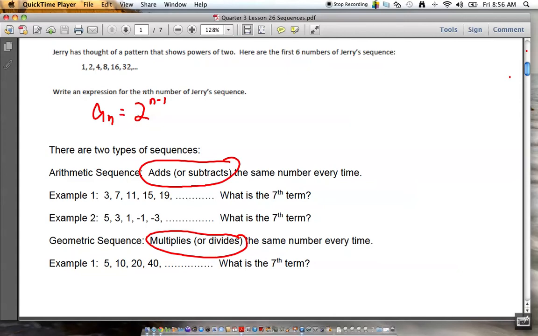Obviously, geometric. 3, 7, 11, 15, 19? That is arithmetic. Which one gets bigger faster, arithmetic or geometric? Definitely, without a doubt, geometric.